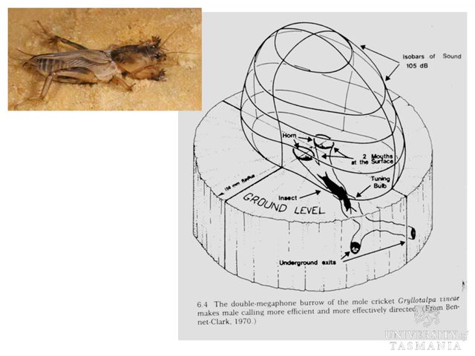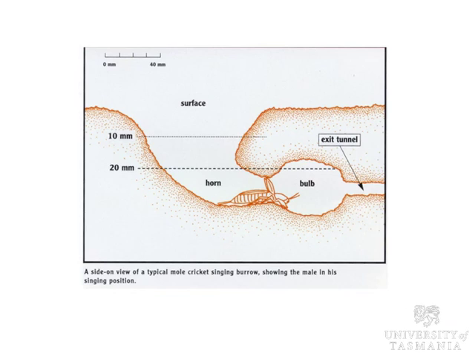And by the use of those flared horns, the width of the horn is about a third of the emitted wavelength to get the maximum amplification. So they call at around 2.5 kilohertz generally. What they position themselves in within this singing burrow is like this.